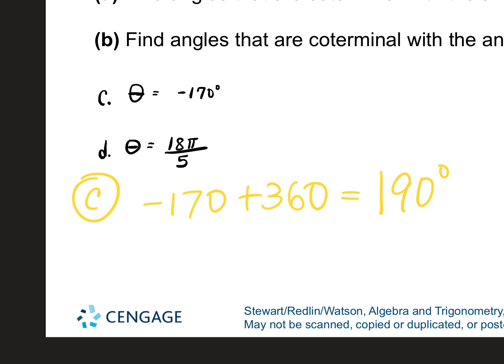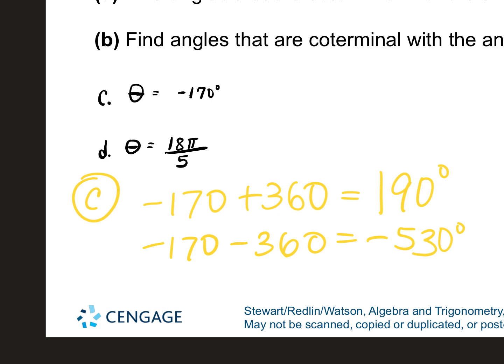If you wanted another positive coterminal, what would you do? Add another 360. But in our case, I'm just going to ask you for one positive, one negative. So now I'm going to say, what's a negative coterminal? I'm going to say negative 170 minus 360. What's negative 170 minus 360? Negative 530 degrees. Perfect.